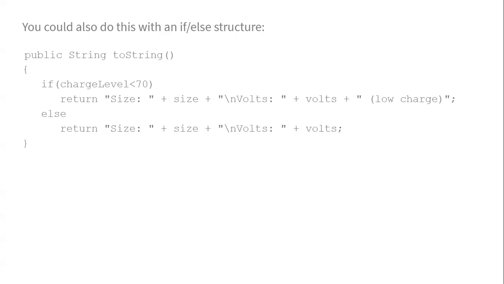So you can put logic. You can have if and else, all that kind of stuff. This is another way to do the same thing. I just said if charge is less than 70, then return the phrase with low charge at the end. Otherwise, return the phrase without low charge at the end. So you can do all kinds of things.